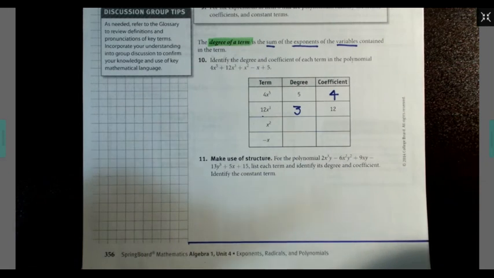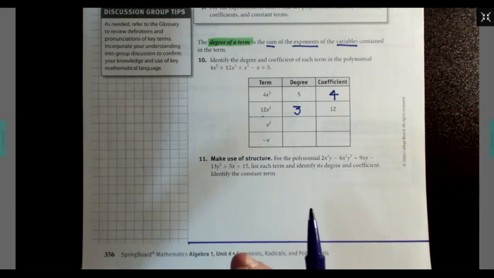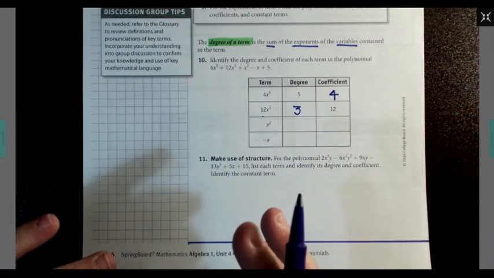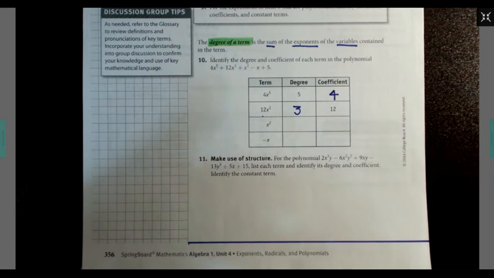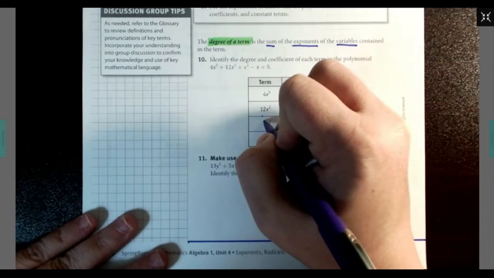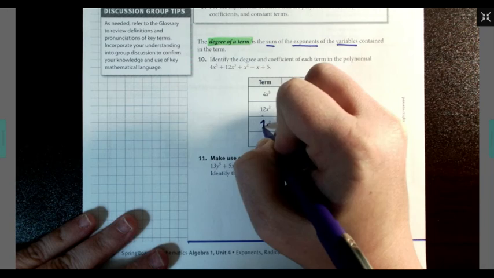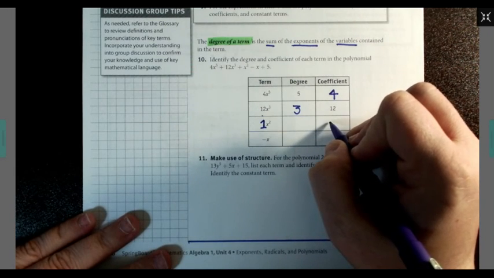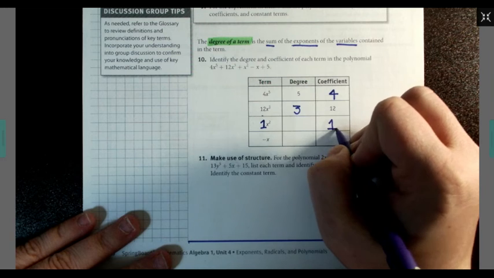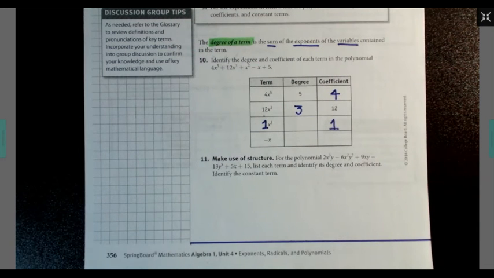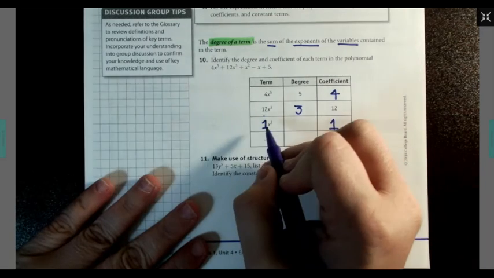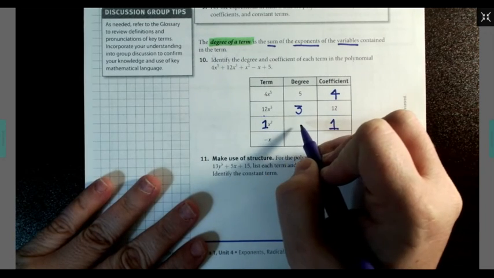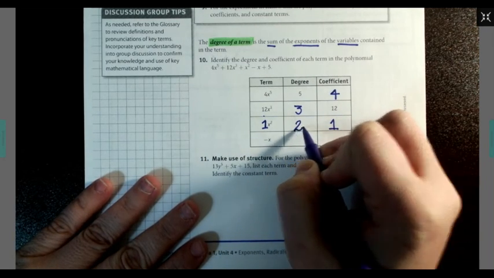Now, here's the one thing I don't see. I don't see a numeric factor. If there is no number in front, it is always understood to be 1. So my numeric factor, or my coefficient in this case, is a positive 1. The exponent here is 2. So that is my degree.